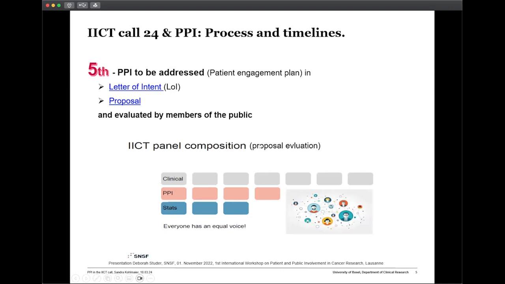So here you can see the composition of the IICT panel for the proposal evaluation. You can see clinicians, you have 1, 2, 3, 4, 5, 6, 7. You have 4 PPIs and 3 statistics people. And everyone has an equal voice. So with this, you can see that it's very important and it will be taken into account for your evaluation.